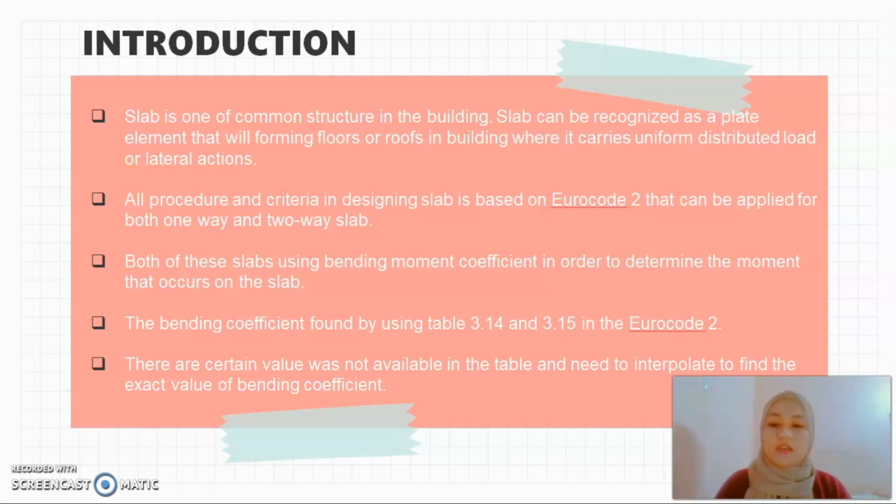So there are certain values that are not available in the table and need to be interpolated to find the exact value for bending coefficient. So in this project, the implementation of numerical method was used to find the bending coefficient value that is not provided in the table.